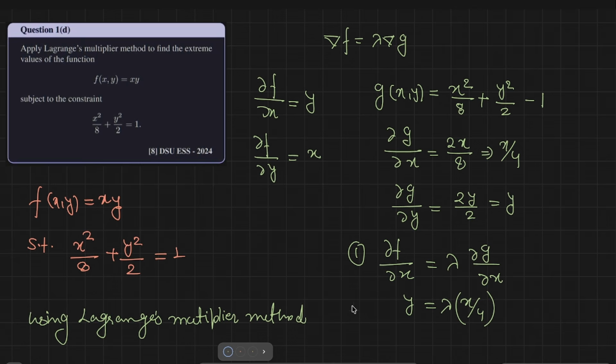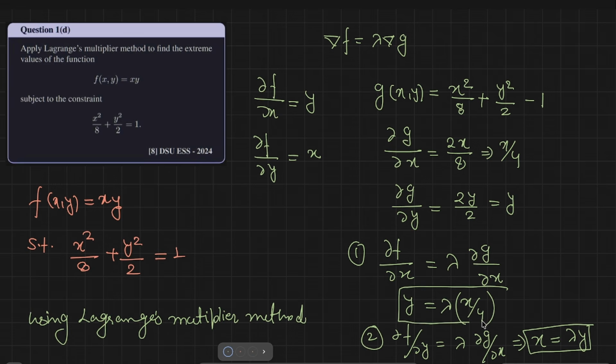Clear? This is condition 1 that you can observe, and from the second you can observe this: the partial derivative of f with respect to y is equal to λ times the partial derivative of g, and that is going to be x = λy. So you have both conditions. Now using both conditions you have to solve. Now solve this equation: x = λy. I will find λ = x/y.